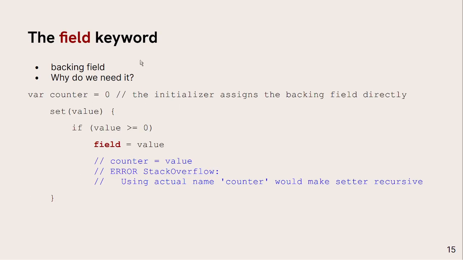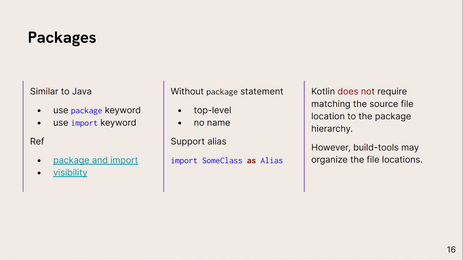The field keyword is called the backing field. And why do we need it? Here is the explanation. If we specify counter equals value, then eventually we will have a stack overflow issue. Using the actual name counter would make the setter recursive. So this is the reason why we need the field keyword. This is the final slide for this topic.